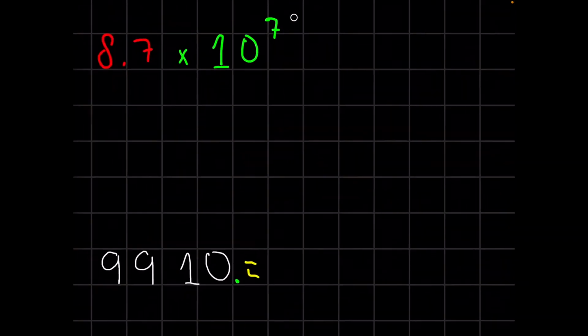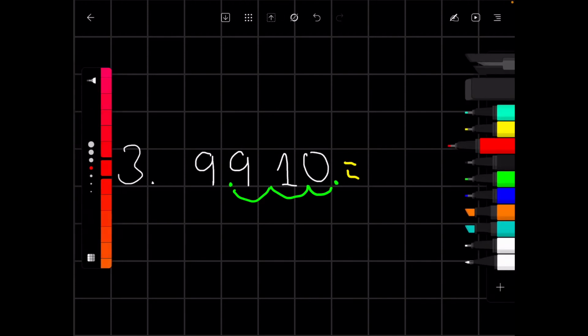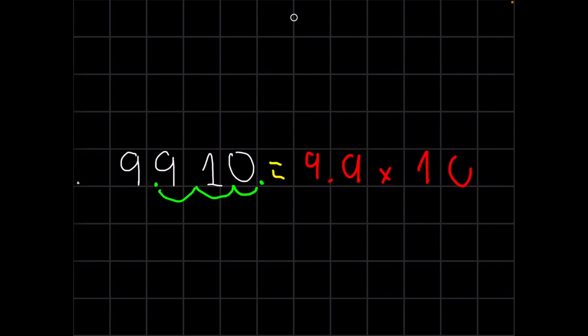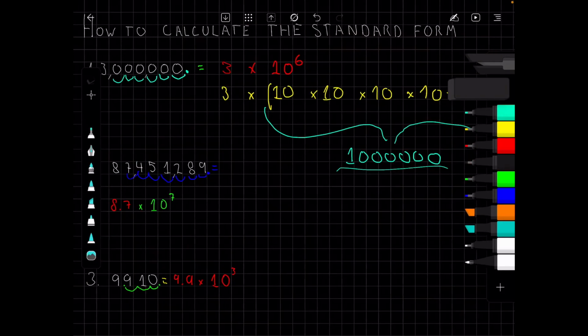It moves 1, 2, 3 times. So it's 9.9. See, it fits right into our criteria. It's no greater than 9.9 because it is equal to 9.9. Then this in standard form will equal 9.9 times 10 to the power of 3. Now that is how you calculate standard form. It really is rather simple.